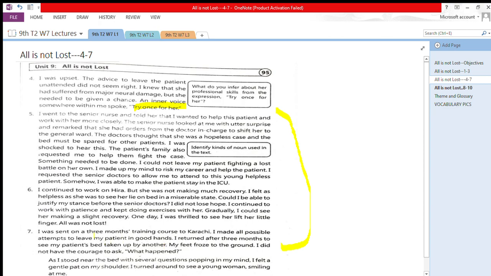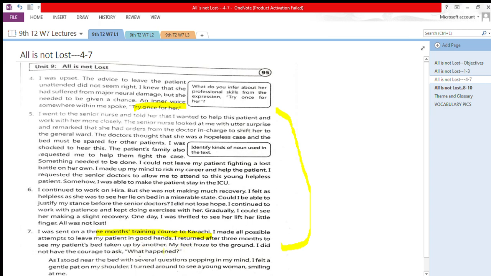And when she came after 3 months, after the training course, when she came to Karachi again, so what happened? She wanted to see. For 3 months, she had to be away from her patient and she had to be in Karachi. When she came back, now what were her feelings? My feet froze to the ground.